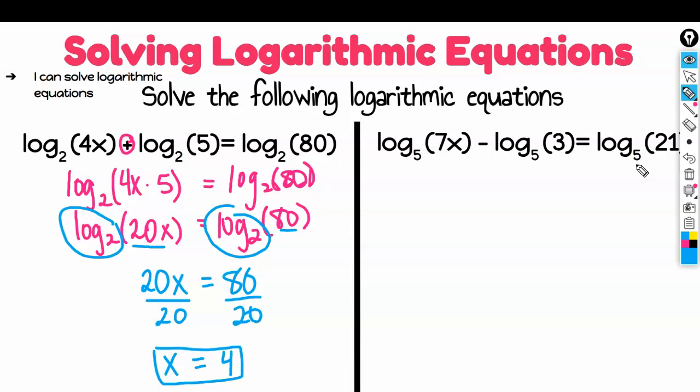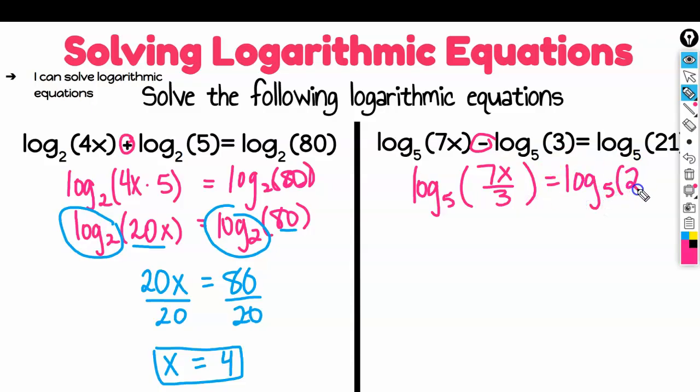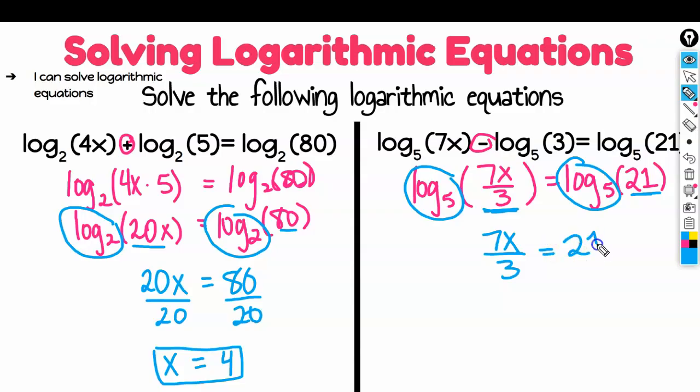Now let's look at another one. First I see on this side I have two logs subtracting, so I want to use quotient property to combine. So I will have log base 5 of 7x divided by 3 is equal to log base 5 of 21. Now yet again, I find that both sides have a log with the same base. So that means I want the arguments to be equal. I want to set 7x over 3 equal to 21 and see what x has to be.